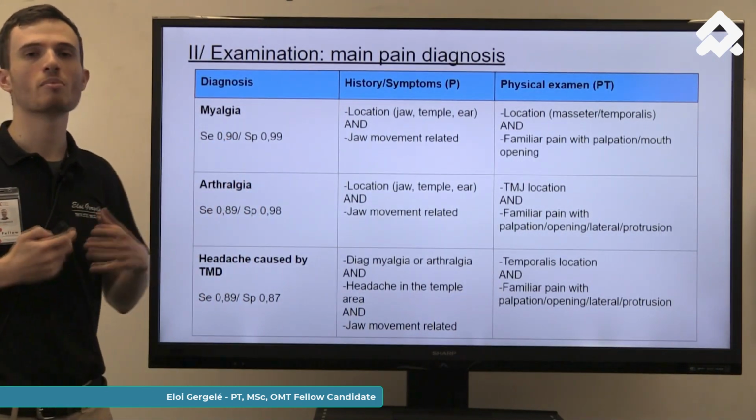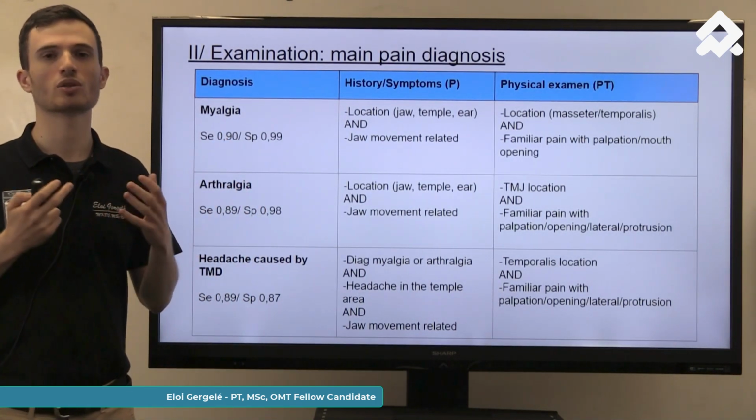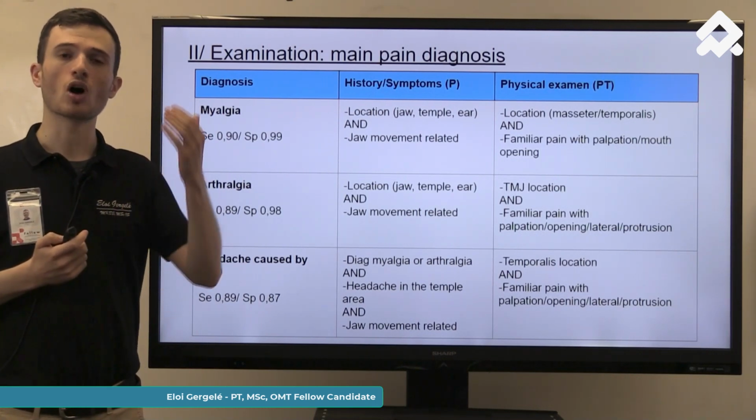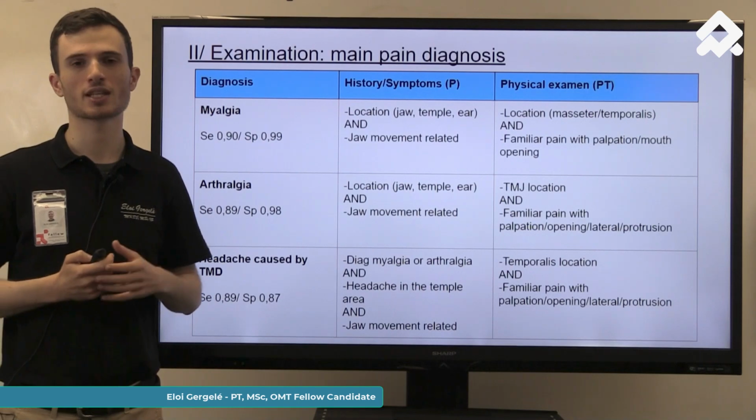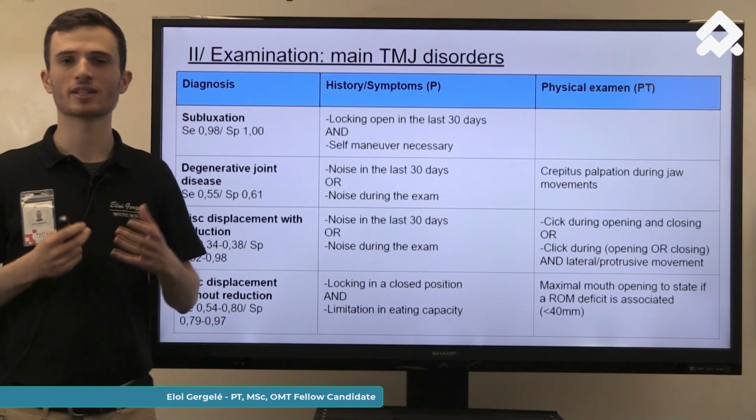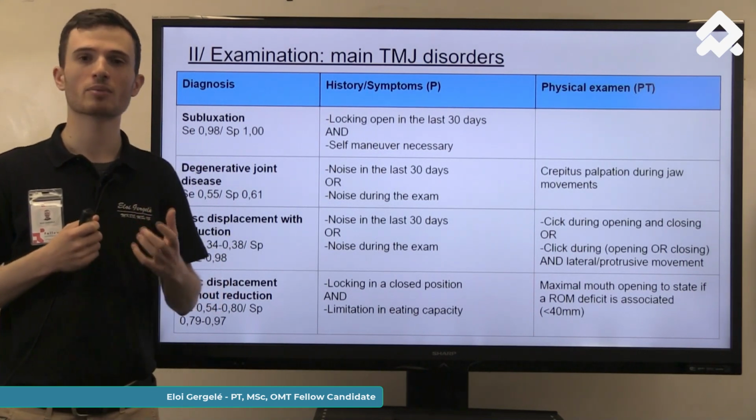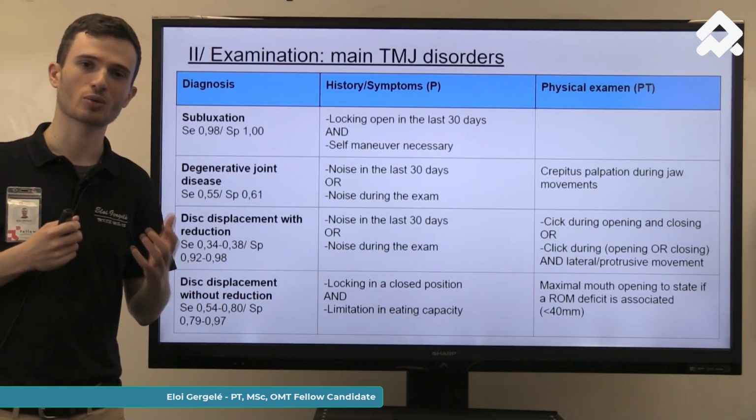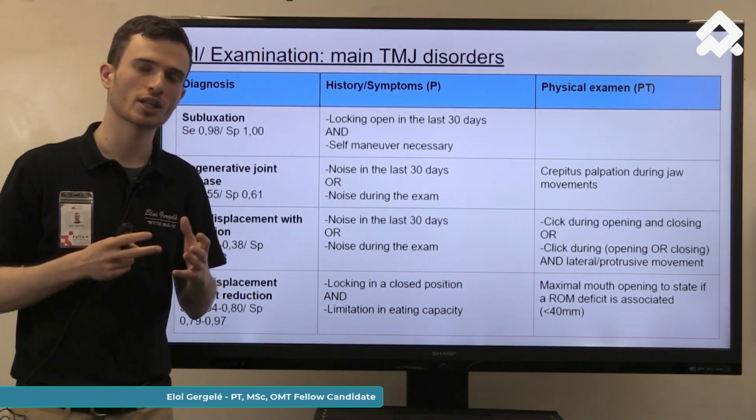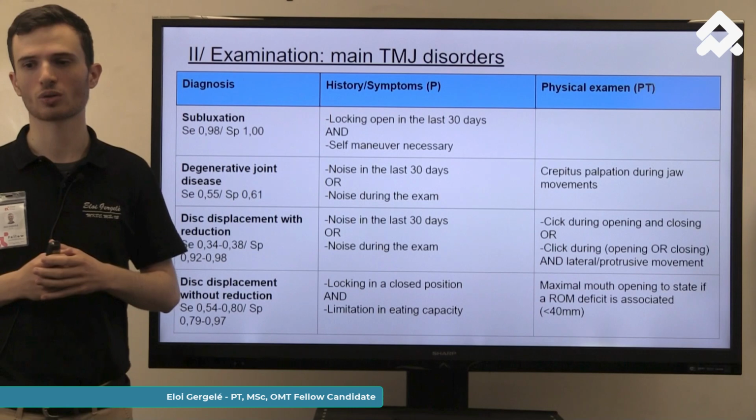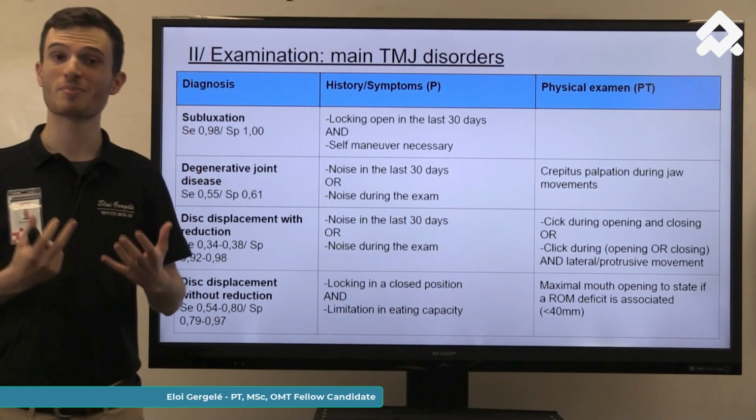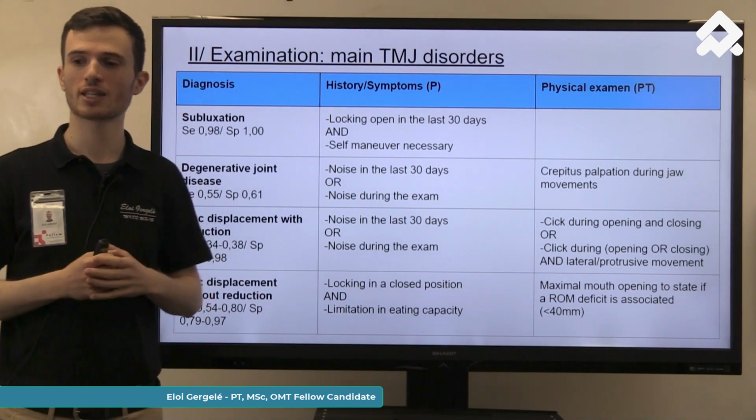So these are the main diagnoses that you can have for the patients that you're going to see with only pain in this area. Now we are going to look at the main diagnoses, which are TMJ related, and in this case you can have a locking history or a noise history. First diagnosis is subluxation. It's only based on the history taking.